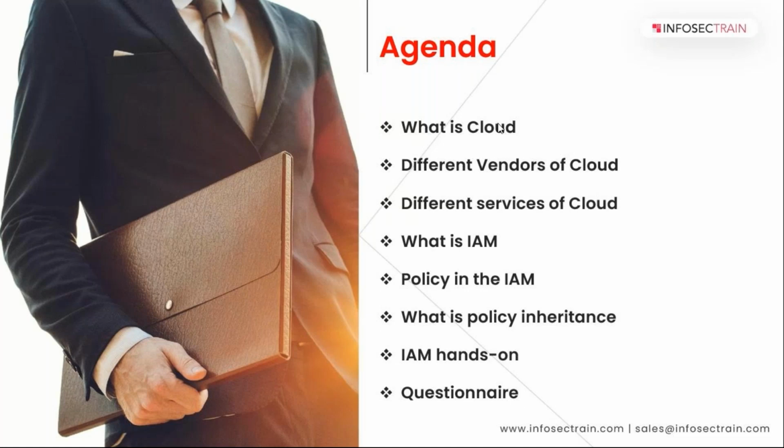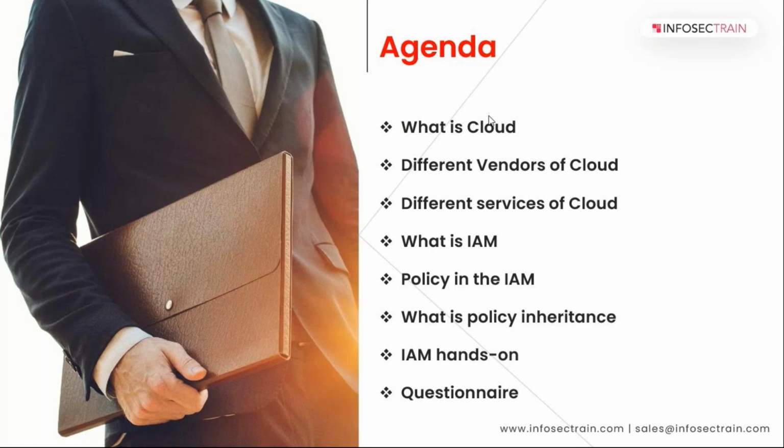And the second thing, we are going to discuss the different vendors we have in place. What are the different vendors? And the third is the different services of the cloud that are being provided to us. Then something called Identity and Access Management. If someone is very new to this concept, I will try my best to explain in very plain and simple language what IAM, Identity and Access Management, is.